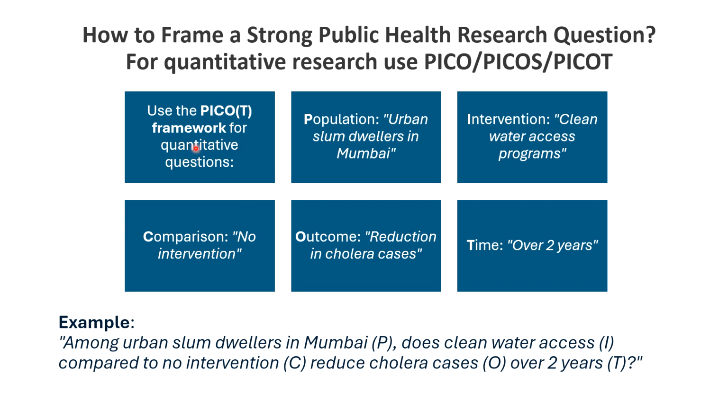Use the PICOT framework for quantitative questions. Always remember that population is, for example, slum dwellers in Mumbai. Intervention could be clean water access programs. Comparison could be no intervention. You are not giving any intervention to the comparison group. Outcome could be reduction in cholera cases. Time is over 2 years. So we can state an example: among urban slum dwellers in Mumbai, does clean water access, compared to no intervention, reduce cholera cases over 2 years?